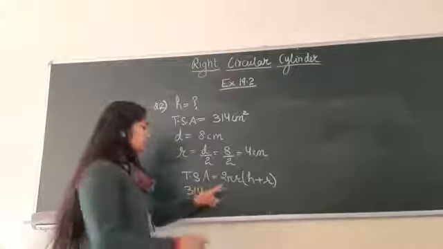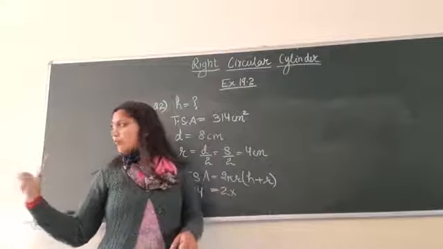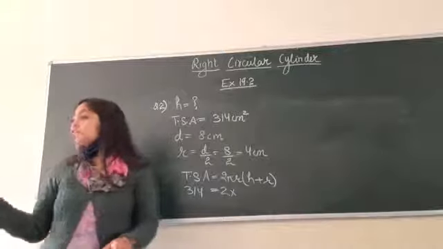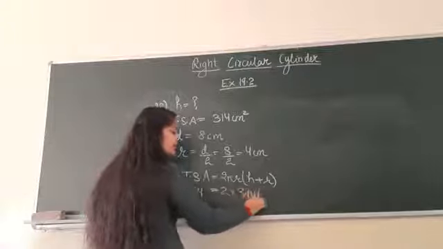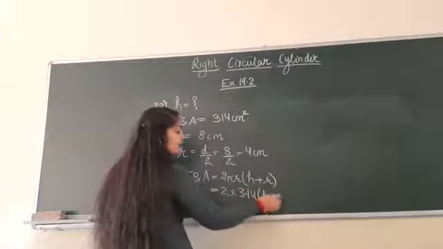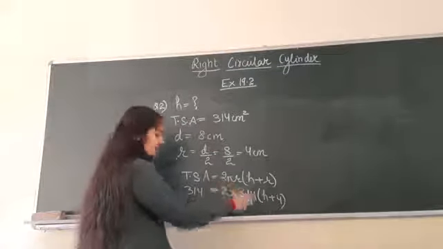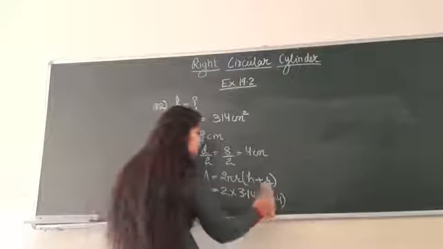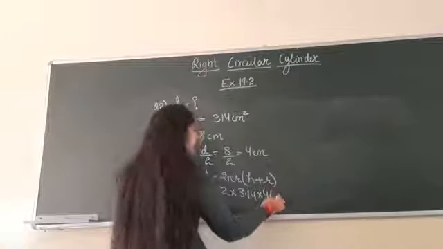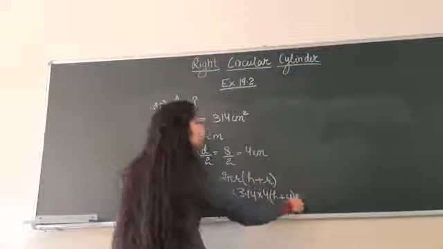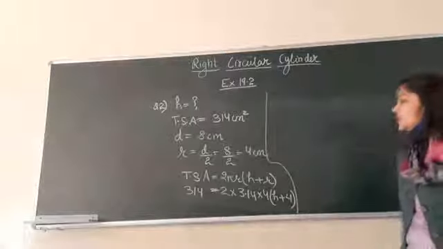314. 2, and in place of pi, 3.14, because it is mentioned in the question that you will take pi as 3.14. Height you have to calculate, and your radius is 4. I think I missed radius here, 2 pi, and then we have to write r also. So 3.14 into 4 and then h plus r. h you have to calculate and r is 4. Right? So let us simplify it to calculate the value of h.